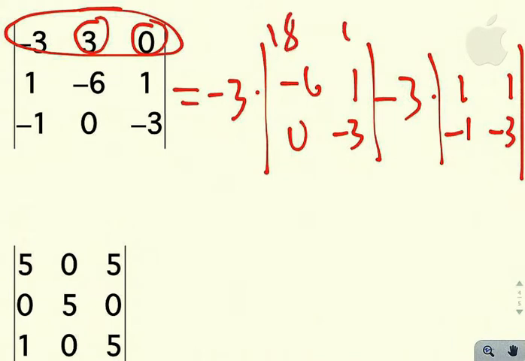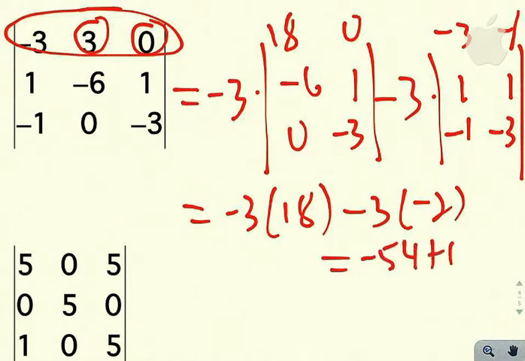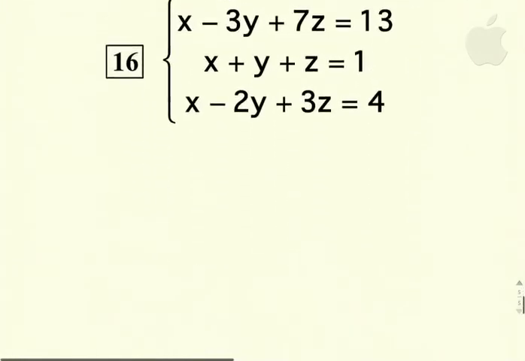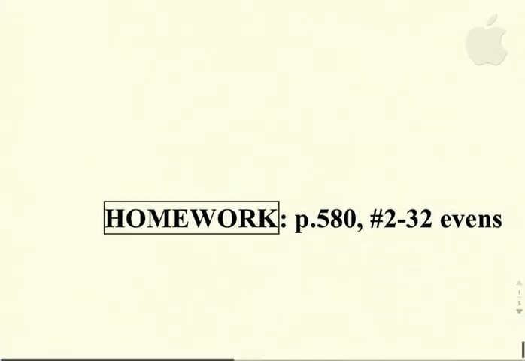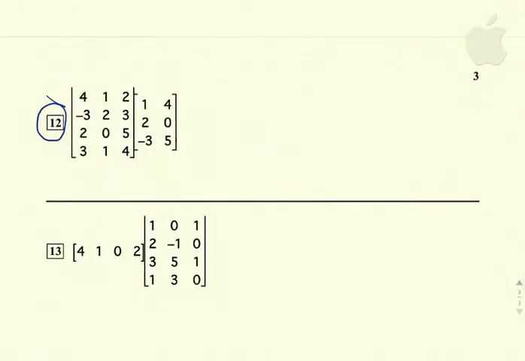This is 18, this is 0, so this is minus 3 times 18. This is minus 3, this is minus 1. Subtract, you get minus 2. So minus 54 plus 6 is minus 48. Multiplying.